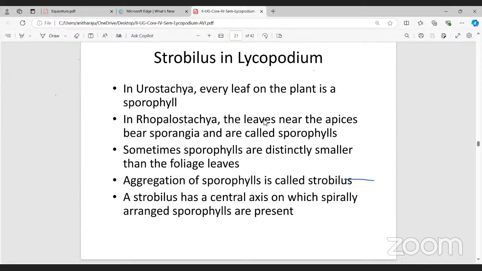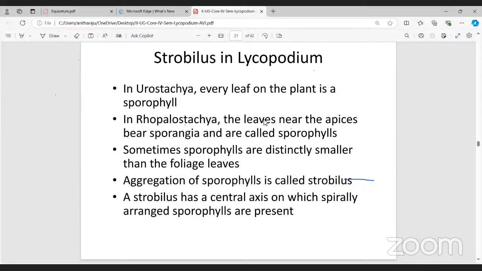Let's discuss. Actually, we know two subgenera, Eurostachya and Rafalostachya. In Eurostachya, every leaf on the plant is a sporophyll. In Rafalostachya, the leaves near the apex bear the sporangia and are called sporophylls. That is the difference. In Eurostachya, most probably the entire plant has sporophylls, but in Rafalostachya, the normal leaves are present at the lower side, and at the upper side, the apex, sporophylls are present.